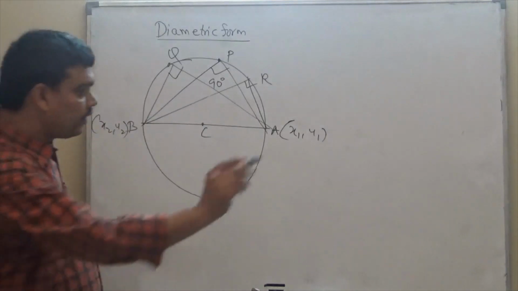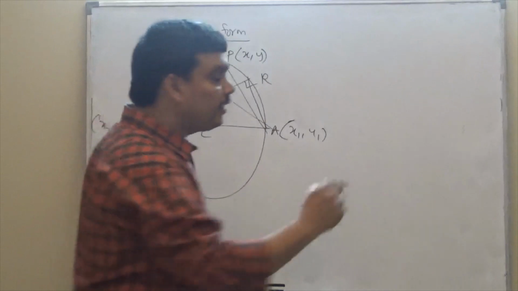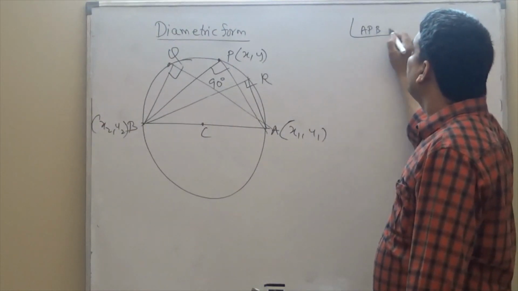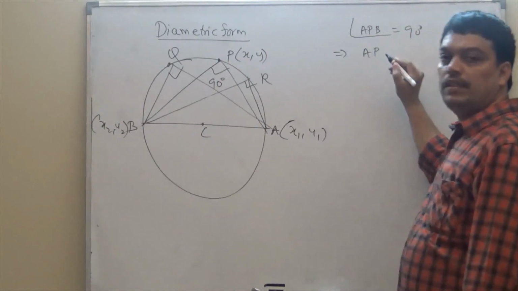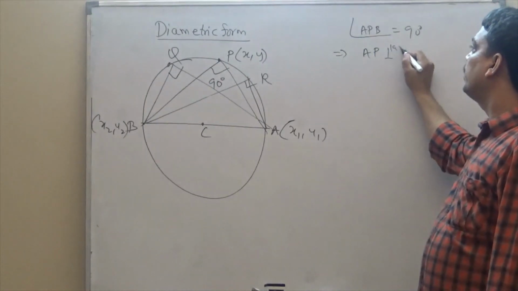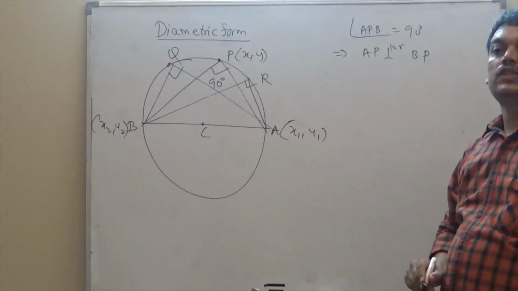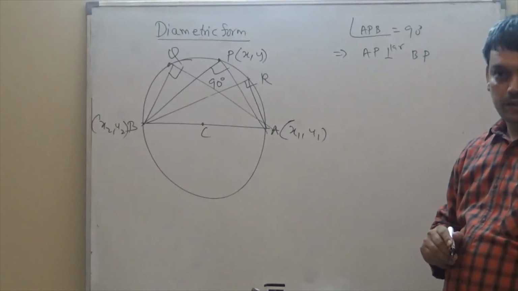In order to do that, let me assume the point P has some coordinates x, y, and since angle APB equals 90 degrees, what do you conclude? This implies the line AP is perpendicular to the line BP. And we have already learned in the straight lines chapter, if two lines are perpendicular, the product of their slopes has to be -1.